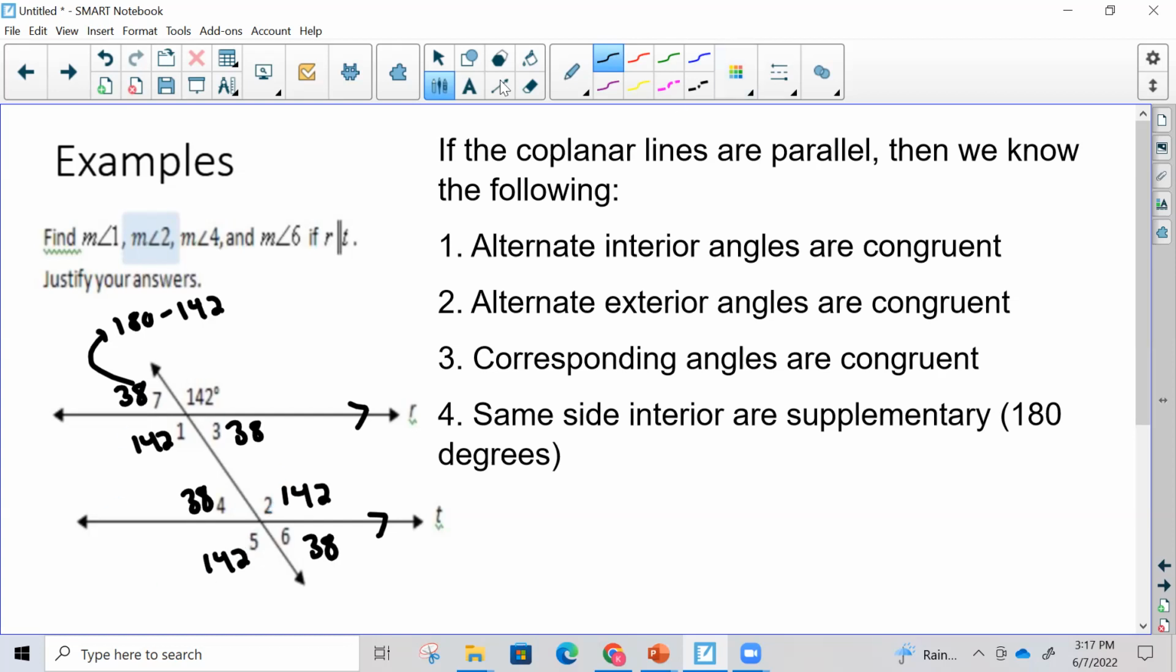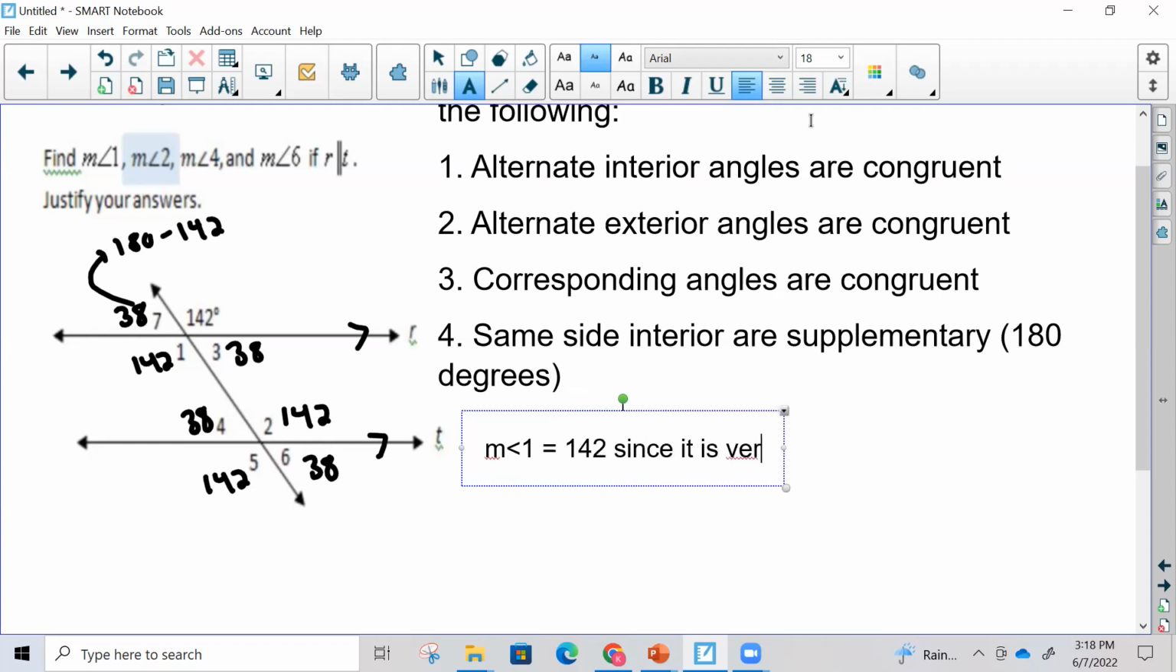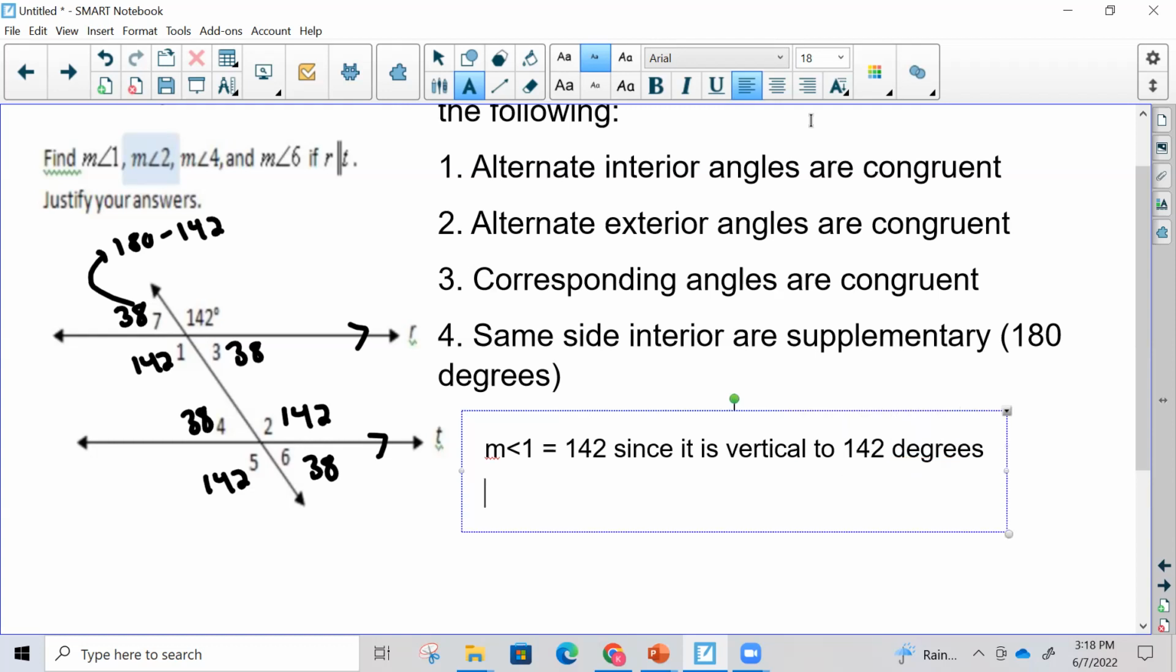So I need to write the justifications because they asked us, at least for the angles that I found. So if I'm talking about angle 1 to start, the measure of angle 1 equals 142 since it is vertical to 142 degrees. And the measure of angle 2 is equal to 142 because it is alternate interior to angle 1.